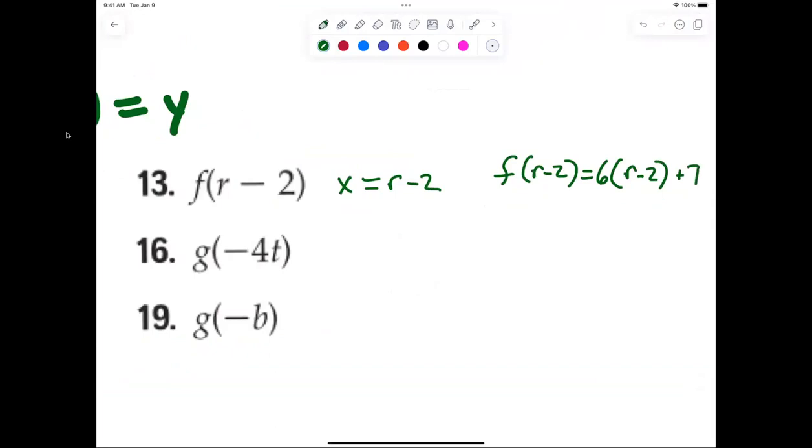All right, now let's see if we remember how to distribute the 6. When I distribute the 6, what do I get? 6r minus 12 plus 7. What's negative 12 plus 7? Negative 5. Beautiful. So I'm going to write f of r minus 2, which means r minus 2, comma, 6r minus 5 is on the graph. That's what that means.